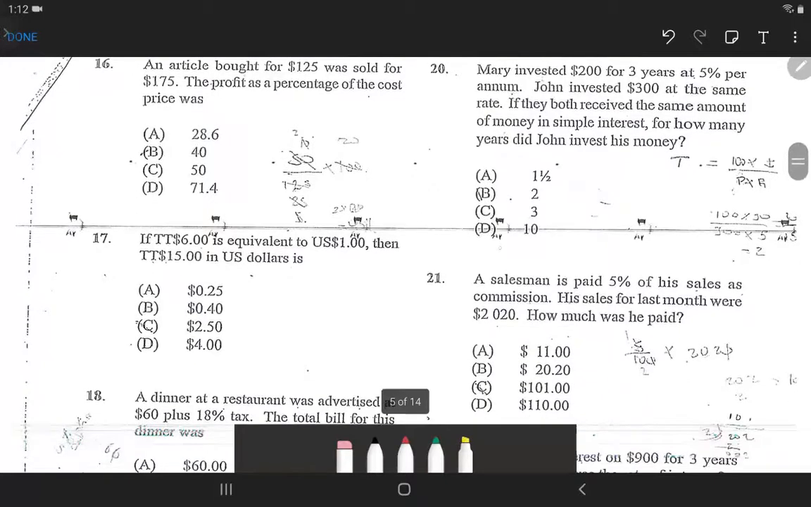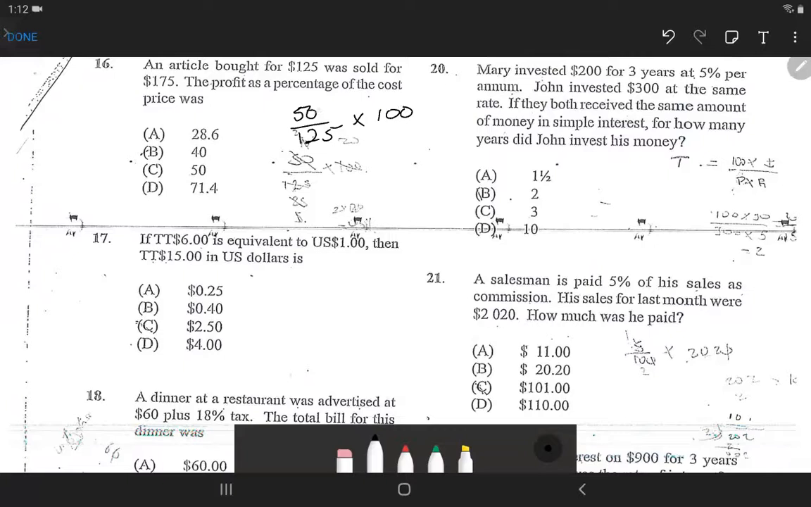16. An article bought for $125 was sold for $175. The profit as a percent, notice he gained $50. So that is 50 over 125, because they want it as a percentage of the cost price, and you have to multiply that by 100.